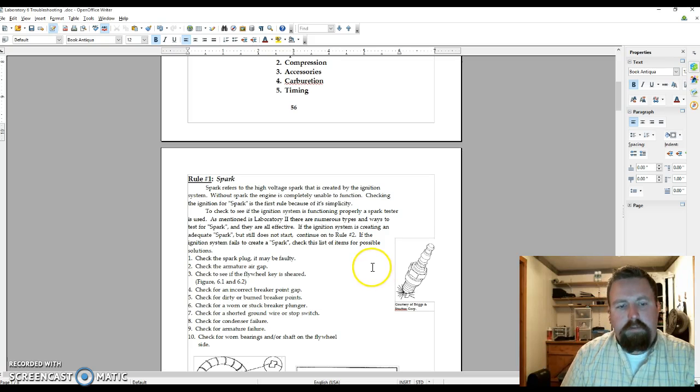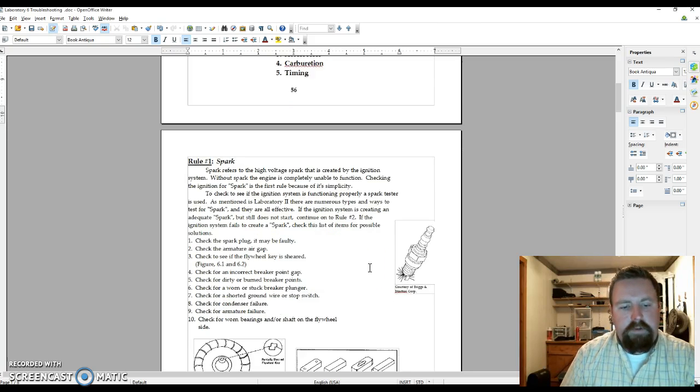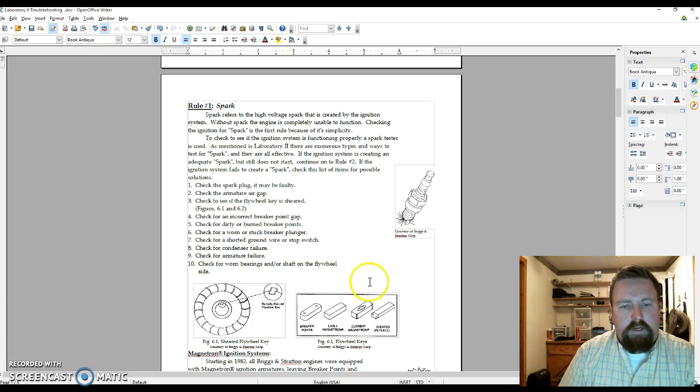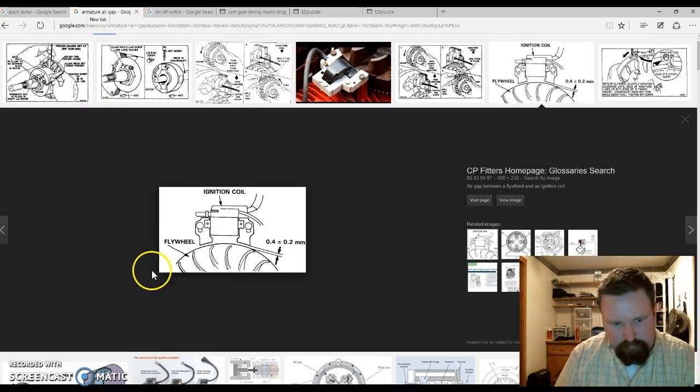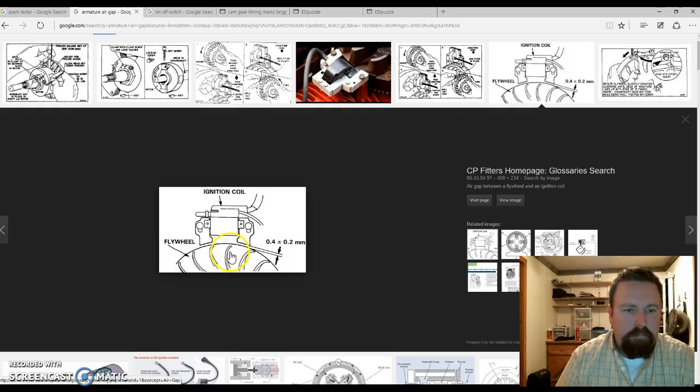Next is checking that the armature air gap is set correctly. If you scroll down here, remember the armature air gap goes between that flywheel and our armature. So let's take a look at an image of that. So here you'll see, once again, we have our flywheel, right? And then here's our armature coil. And there should be a gap, as you can see right there. There should be a gap between those two items.